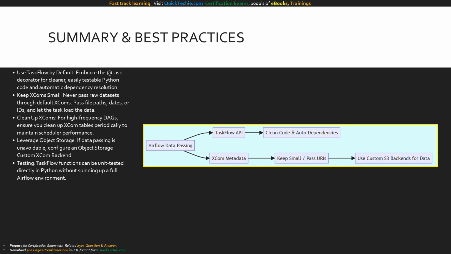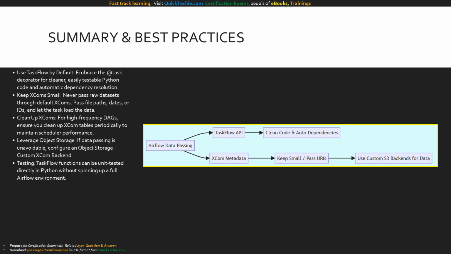To summarize, mastering data passing in Airflow requires strict adherence to best practices. First, use the TaskFlow API by default for any Python workloads. It vastly simplifies dependencies and makes your code beautiful. Second, the golden rule: keep XComs small. Pass metadata, file paths, and business dates. Do not pass raw data. Let the downstream task use that path to read the data from cloud storage.